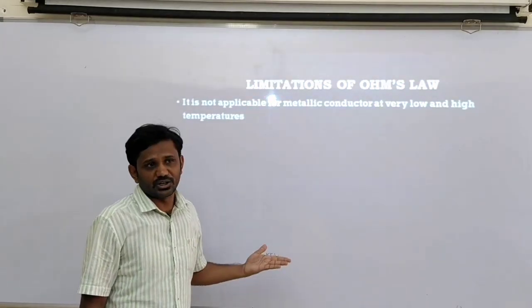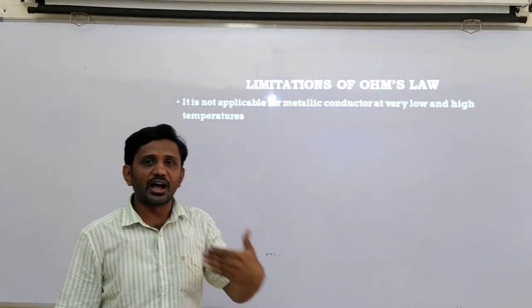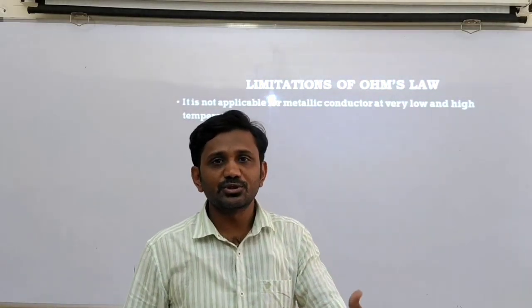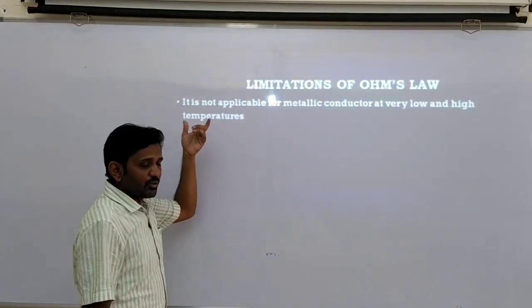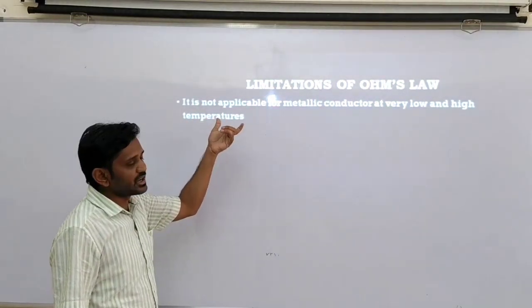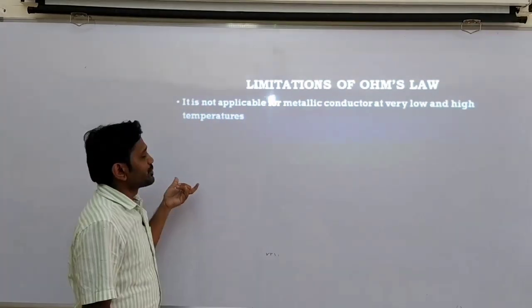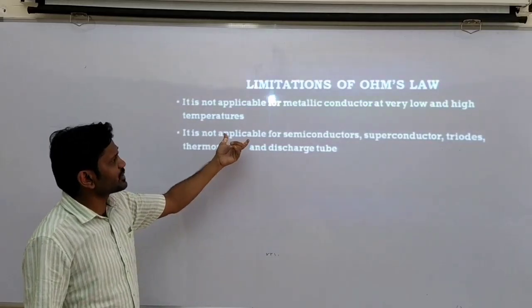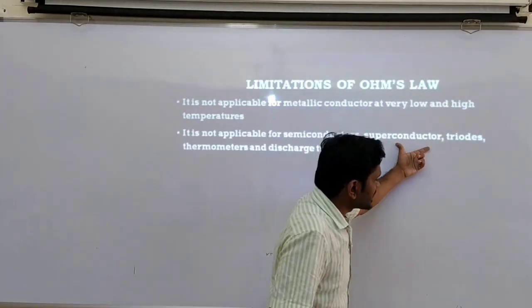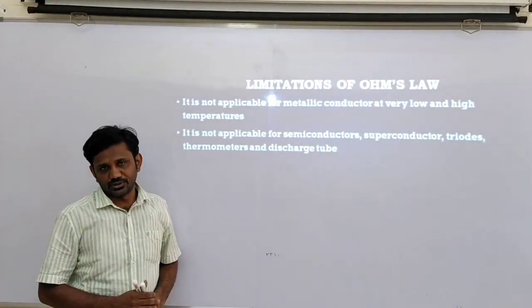On that condition, at a very low temperature and very high temperature, the V and I both are not directly proportional to each other. That's why the Ohm's law is not applicable for metallic conductor at very high and very low temperature. And one more, it is not applicable for semiconductor, superconductor, triodes, thermometers and discharge tubes.